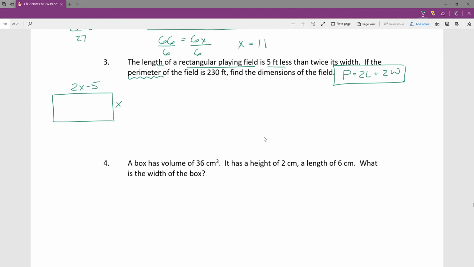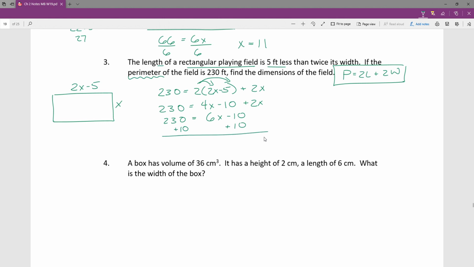Okay, so coming up with my equation, 230 is the perimeter, 2 times the length plus 2 times the width. Looks like that as an equation. And then I'm going to solve my equation to figure out what x is worth. Gather up the x terms. Add 10 to both sides. And I get down to that x is 40.